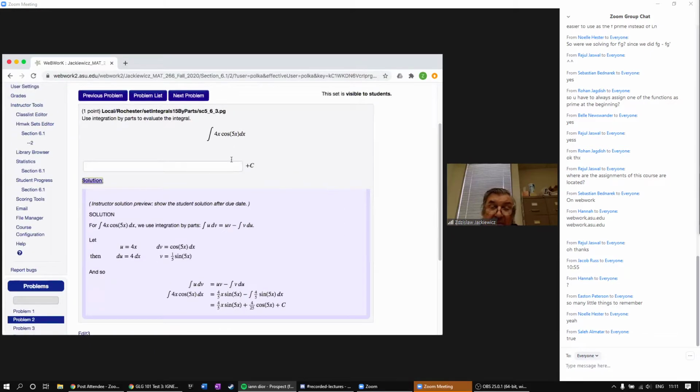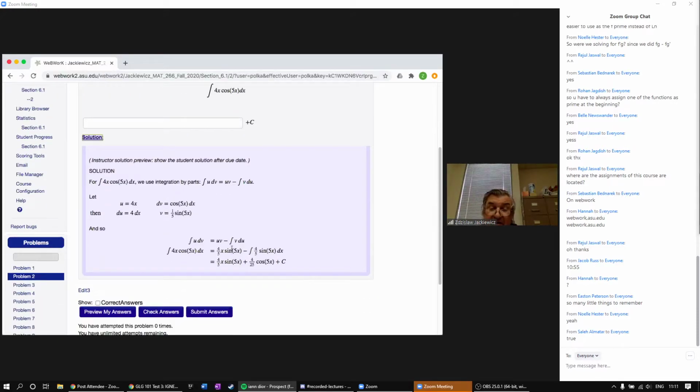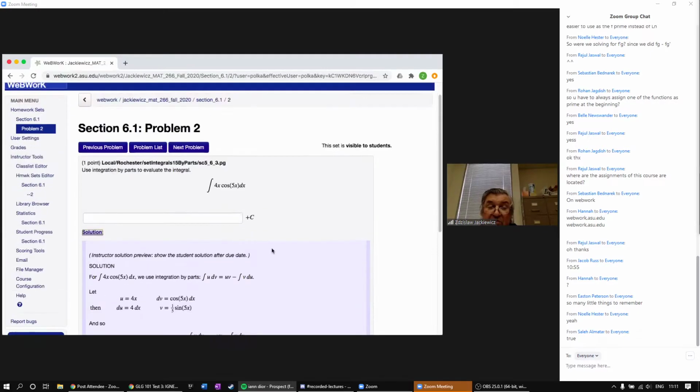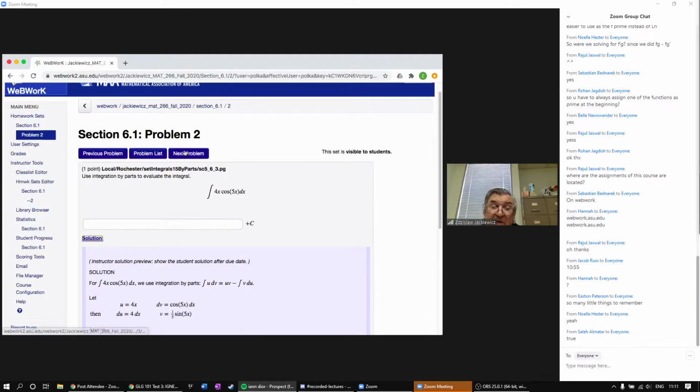Clearly, that's u, and this is dv. So if this is u, du is 4 dx. And if this is dv, the original function is sine 5x, or of course 1 over 5. If you compute the derivative of this, of course, you get this. Then you substitute, and this is not too many, but you see that some problems are quite involved.